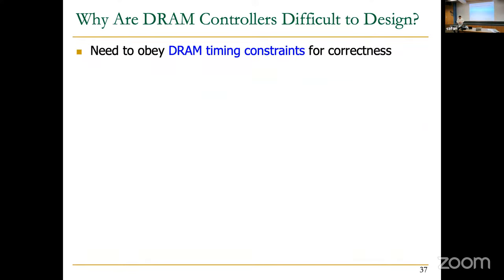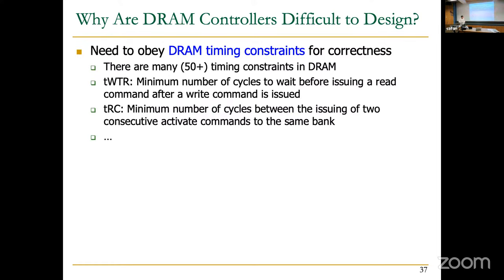Okay. So you might have gotten a glimpse of why DRAM control is sort of difficult, but there's more. We need to obey DRAM timing parameters. There are tons of timing parameters, more than 50 in fact. Some interesting ones are write to read and tRC, the minimum number of cycles between issuing two consecutive activate commands to the same bank. And in the previous lectures, we've seen techniques that try to reduce this.